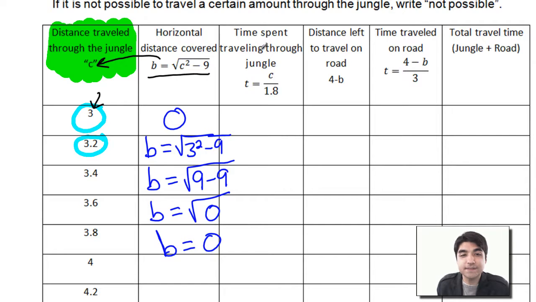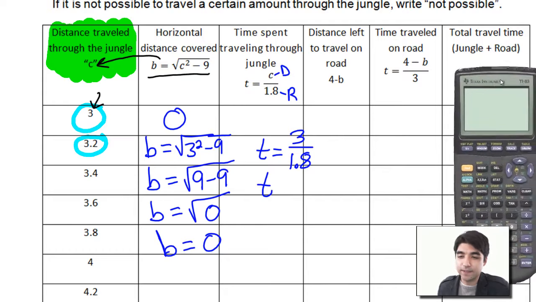And now we have time spent traveling through the jungle. So time traveling through the jungle equals C, which is 3, over 1.8. Remember that C is your distance and 1.8 is your rate. So time equals distance over rate. So through the jungle, we travel 1.8 miles per hour, and on the road, we travel 3 miles per hour. So T equals 3 divided by 1.8. Let me bust out the calculator here to see what that would be.